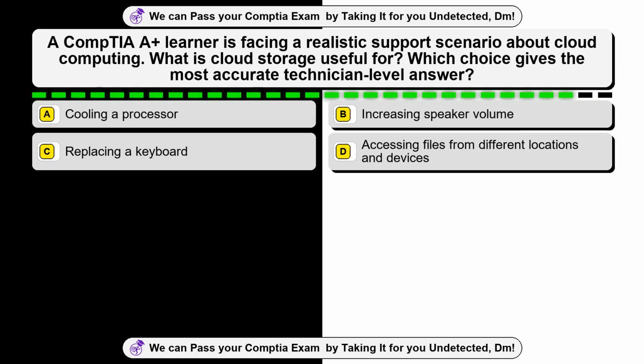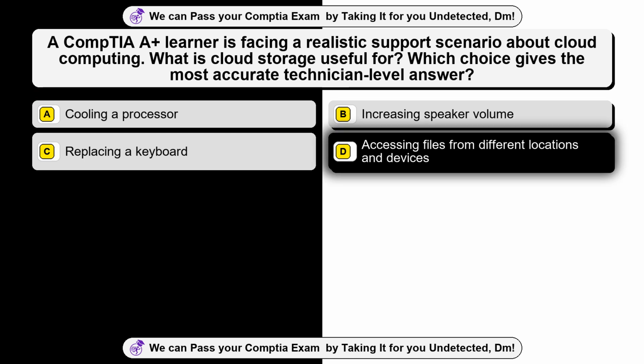Question 11. A CompTIA-style learner is facing a realistic support scenario about cloud computing. What is cloud storage useful for? Which choice gives the most accurate technician-level answer? Option A, cooling a processor. Option B, increasing speaker volume. Option C, replacing a keyboard. Option D, accessing files from different locations and devices.